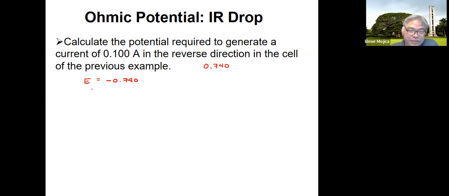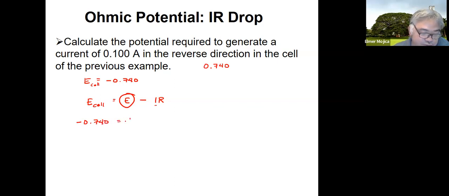So if we're going to look at this E cell, tapos yung kung ano man yung potential, tapos meron kang IR. So ano ngayon yung potential na makukuha mo kapag meron kang current of 0.1 ampere. So this is negative 0.740. And this is the same thing, 0.1 and 4 ohms.